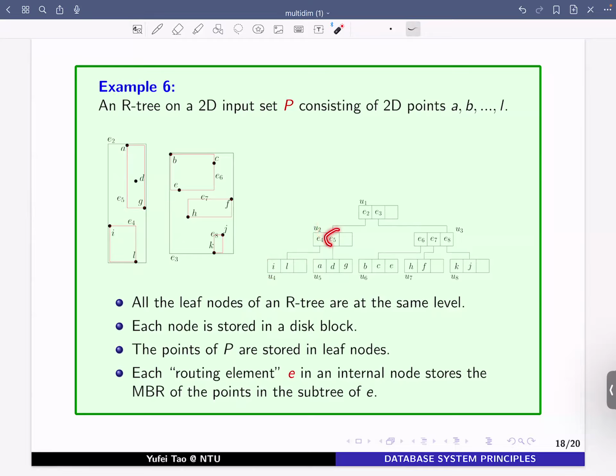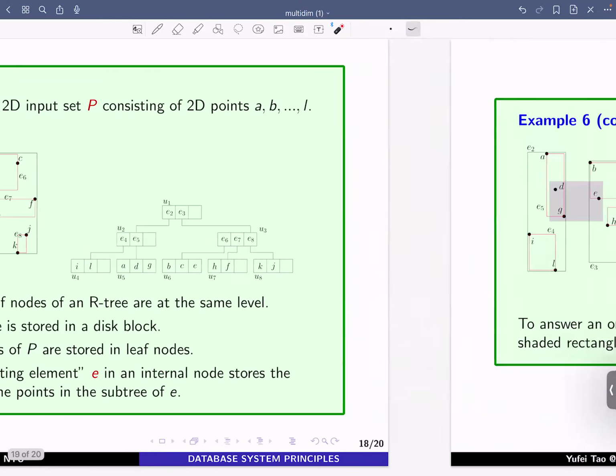Likewise, E5 will be storing this rectangle here, the red one, because that's the MBR of ADG, and you got the idea, right? So how about this E2? E2 will be the MBR of everything in the subtree. You can see I, L, A, D, G are all here, so at E2 you'll be storing this MBR. So that will give you an R tree.